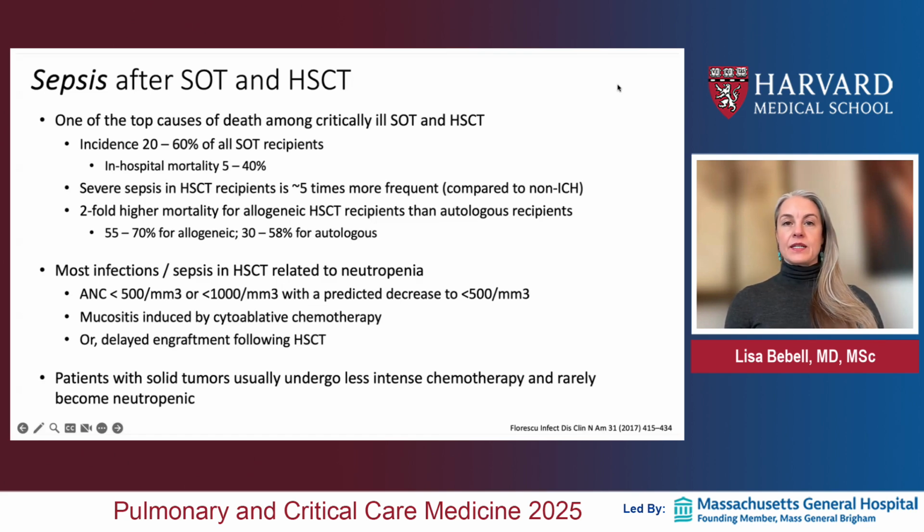Most infections and sepsis in hematopoietic stem cell transplant recipients are related to neutropenia, so that can be your guide for looking for this risk. An absolute neutrophil count less than 500 or 1,000, with a predicted decrease to 500 so that they're on their way down, is a risk factor. Mucositis is also a really important risk factor, and delayed engraftment as well. So those can be clues that bloodstream infection might be more common in your patient. What's important to remember here is that patients with solid tumors usually undergo less intense chemotherapy and rarely become neutropenic, making bloodstream infection possible but less likely than in the neutropenic population.